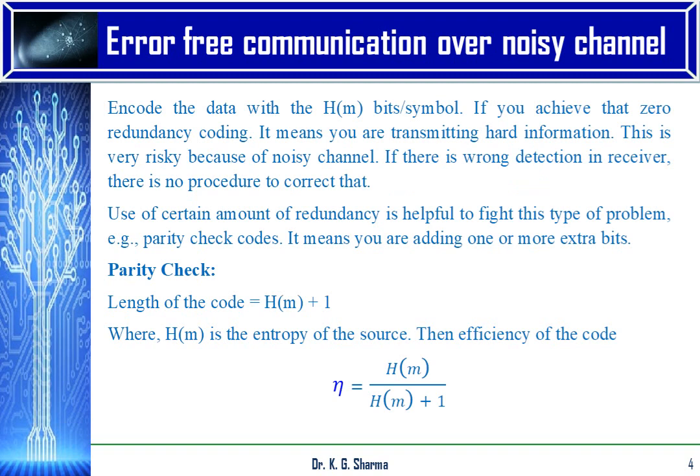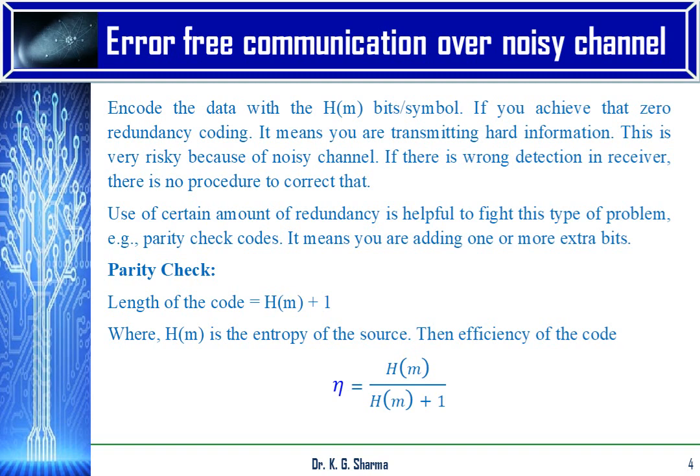We have an optimum source coder which encodes H(M) bits per symbol with zero redundancy. It means we are going to transmit hard information. This is risky as any noise or distortion in the channel will lead to information loss, and the receiver does not have any capability to correct or detect the error.